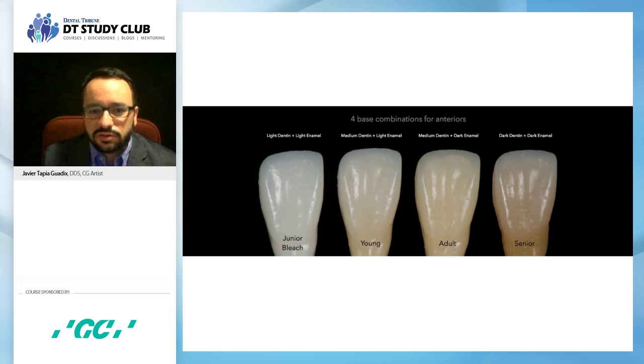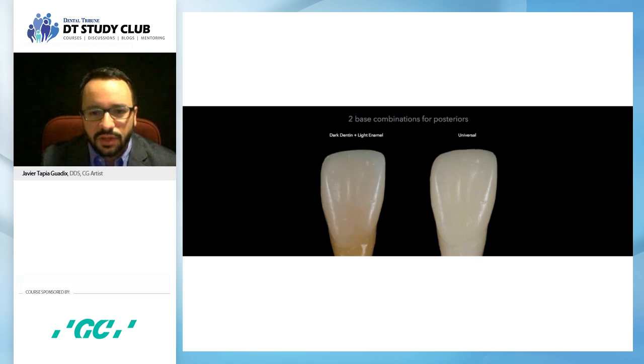If we want to go for a brighter color, we will go for the light. If we want to go for a more chromatic, darker color, we go to the right, to the dark. For posteriors, we will use just either the universal shade or a unique combination of dark dentin and light enamel for all restorations, all patients.